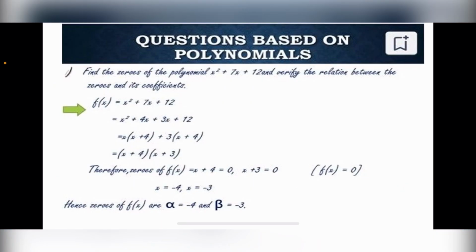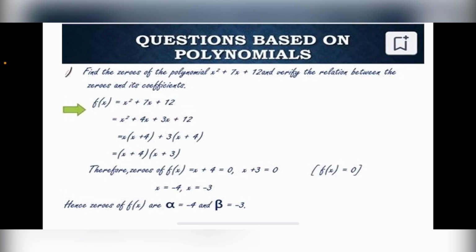It's based on polynomials. Find the zeros of the polynomial x squared plus 7x plus 12, and we have to verify the relationship. P of x or f of x is equal to x squared plus 7x plus 12. Then x squared plus 4x plus 3x plus 12. When we multiply 4x into 3x it is 12x squared, so 12, and by adding we get 7x. So 4 into 3 is 12 and 4 plus 3 is 7. Then we split and get (x plus 4)(x plus 3).